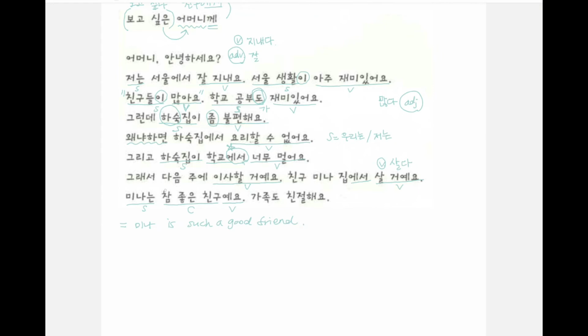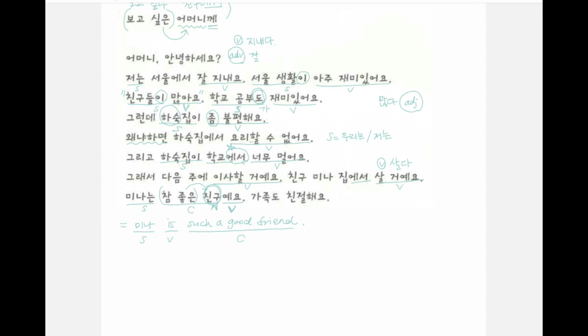자, 봅시다. 참 좋은 modifies the friend. So actual noun is friend here. 자, this is actual noun. Mina subject is a verb. This is equivalent to is, the be verb, isn't it? Such a good friend. This is complement.